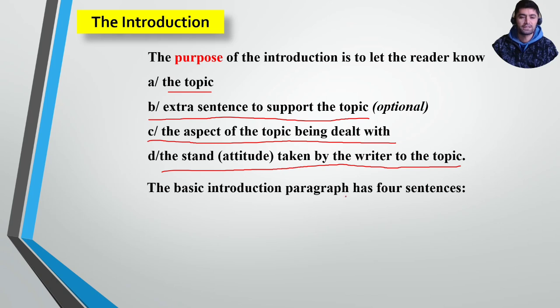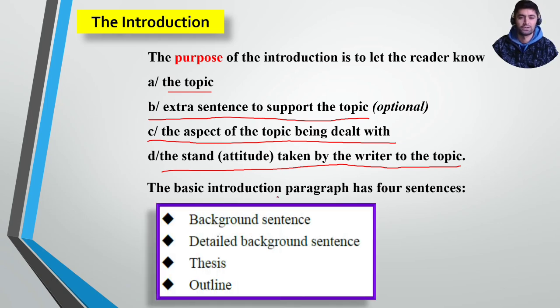The basic introduction paragraph has 4 sentences, as we've seen earlier. So here is the breakdown of the sentences. First, background sentence. Next, we'll have detailed background sentence. Next comes the thesis, and last one is the outline of the introduction part.